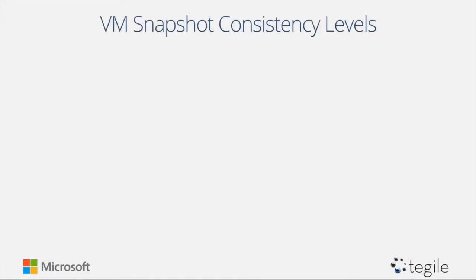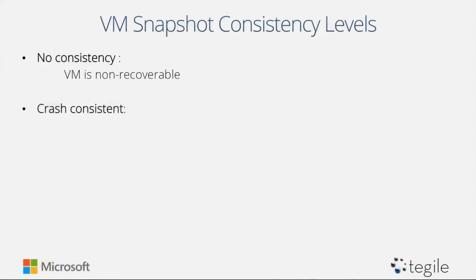So before we jump into the technology that we use, I need to explain the application and VM consistency levels. For a virtual machine, no consistency means that the virtual machine is basically non-recoverable, meaning some or all of the files are missing, in the middle or the end, or they are not consistently taken, so you can't recover the virtual machine.